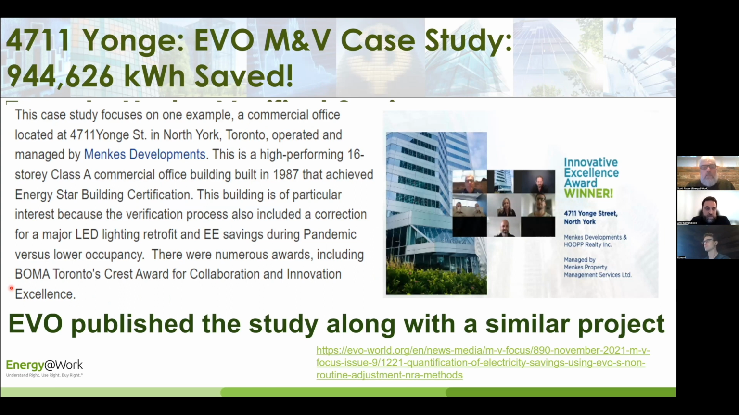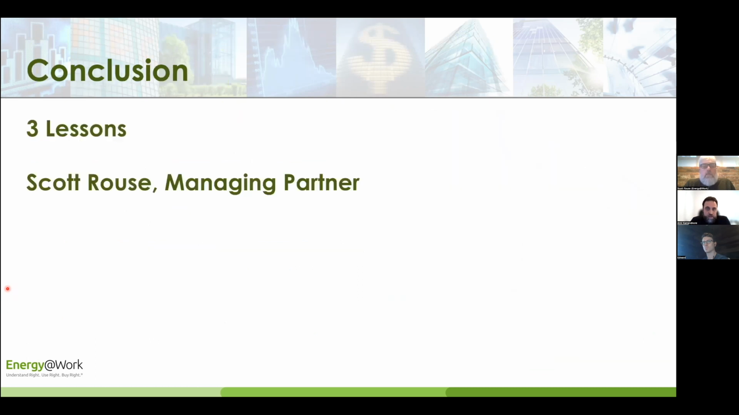And finally, thanks to the RETScreen team, our experience was published by EVO magazine, in that we shared how we used non-routine adjustment and non-routine event in our project for 4711 Yonge Street. And we were able to get Toronto Hydro's approval as well. So the link is provided for anyone who's interested. The details are in the paper. And Scott, over to you for conclusion.